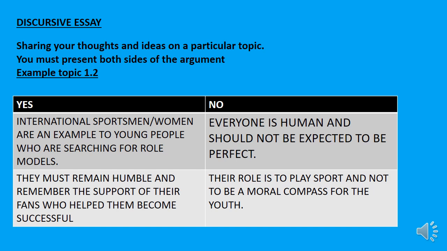So there you can easily come up with 4 ideas, and each of those ideas will be a paragraph. So, for example, you can test yourself. Would you be able to write a paragraph about my first idea? The fact that international sportsmen and women are role models for the youth. This is a good way of planning your discursive essays if you make it in a table so that you get your negative and your positive sides clearly laid out.